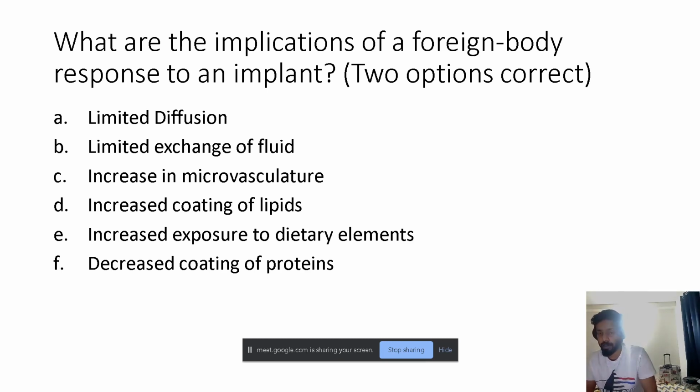They're saying a foreign body response has happened against an implant, and since this has happened, what could be the implications? Will there be limited diffusion of whatever drug is inside the implant to go out? Will there be a limited exchange of fluid both ways so that cell migration also becomes hard? Is there increased microvasculature in the implant? Is there an increased coating of lipids? Is there an increased exposure to dietary elements? Or is there a decreased coating of proteins?